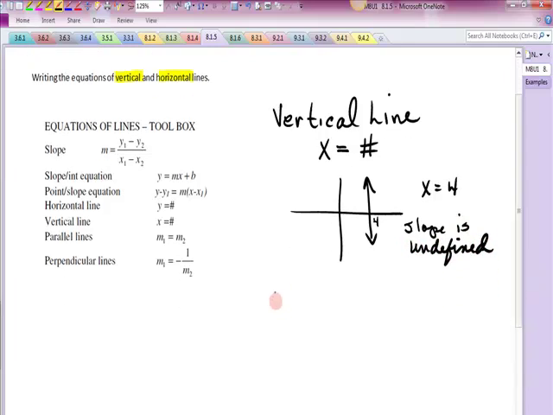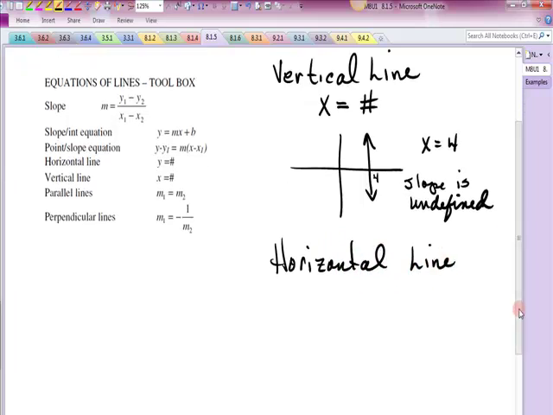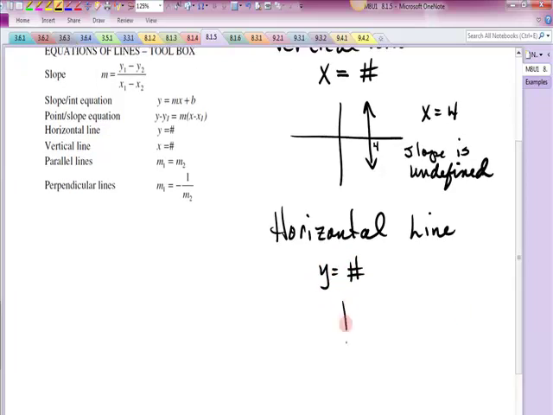All right, horizontal line. A horizontal line has an equation that is y equals a constant number. It cuts through the y-axis at the number indicated. So if it was y equals 3, it would cut through the y-axis at 3. It would contain the points (0, 3), (1, 3), (2, 3), (-4, 3), and so on, but the y's would all be 3's. And a reminder, the slope of a horizontal line is 0.